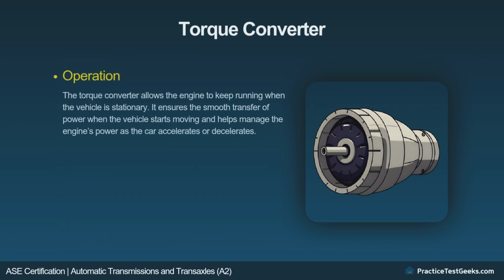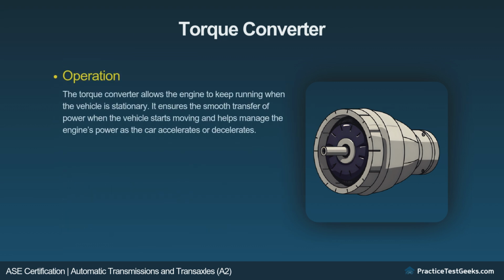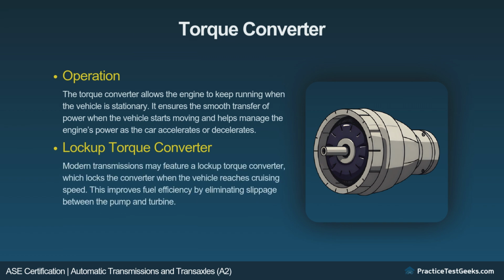Operation. The torque converter allows the engine to keep running when the vehicle is stationary. It ensures the smooth transfer of power when the vehicle starts moving and helps manage the engine's power as the car accelerates or decelerates. Lockup torque converter. Modern transmissions may feature a lockup torque converter, which locks the converter when the vehicle reaches cruising speed. This improves fuel efficiency by eliminating slippage between the pump and turbine.